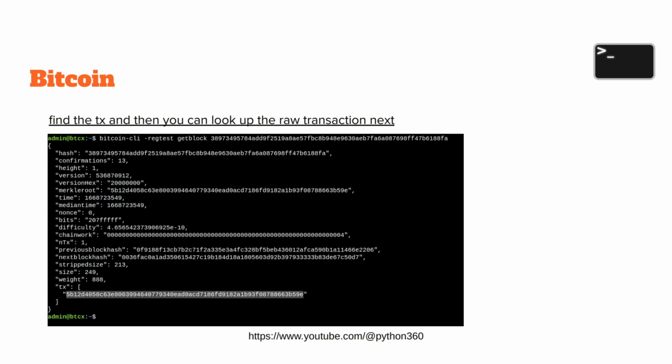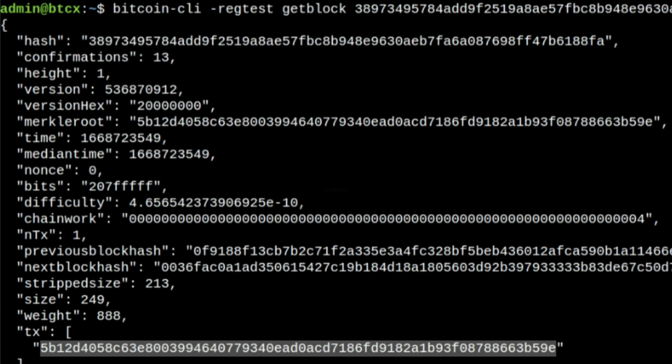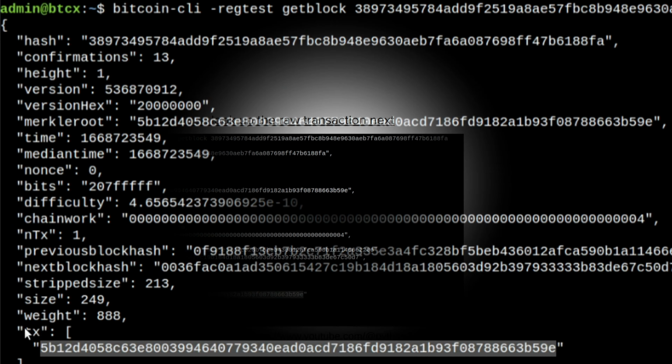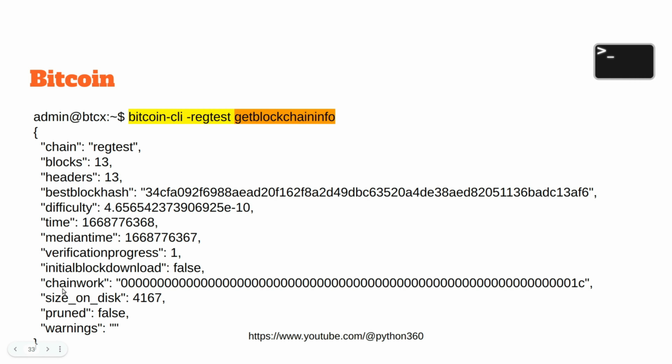So yeah, find the transaction, then you can look up the raw transaction. So we've got a TX here. From the block, we can see a transaction because it's the value of the TX key. getblockchaininfo, chain regtest. So if you're not sure what chain you're on, regtest, blocks 13, hash, difficulty, all the things we just mentioned.